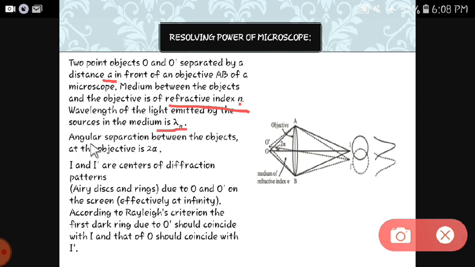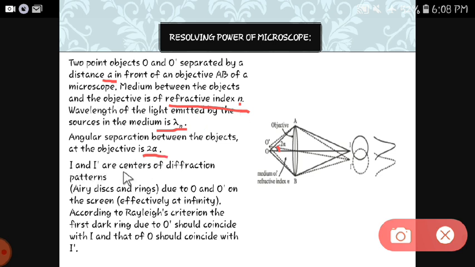Now the angular separation. What is the meaning of angular separation? That we have seen in the previous lecture. When we visualize any object, the angle which is created here is nothing but the angular separation, and in this case it is 2 alpha. As the angle is there, we have written alpha. This is 2 alpha. These are very important points, so I have underlined them.